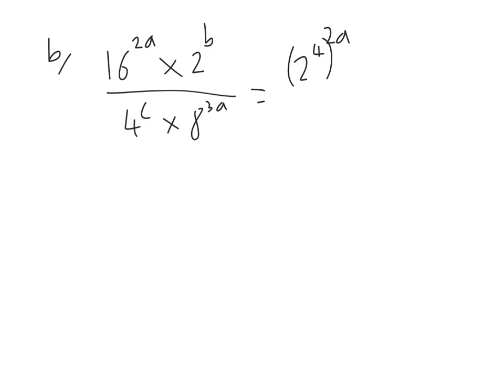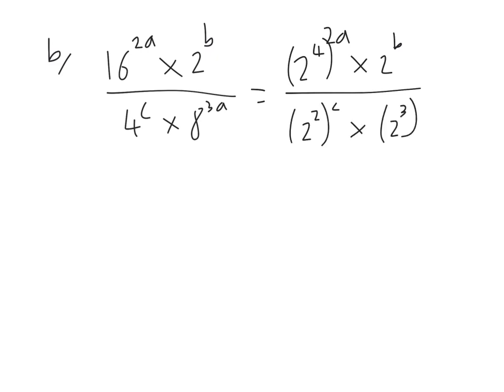2 is simply just 2. So that still stays as 2 to the power of b. 4 is 2 squared. And 8 is 2 cubed. We'll simplify each of those terms. 2 to the 4 to the power of 2a. We're raising a power to a power, so we multiply the powers. And that gives 8a.